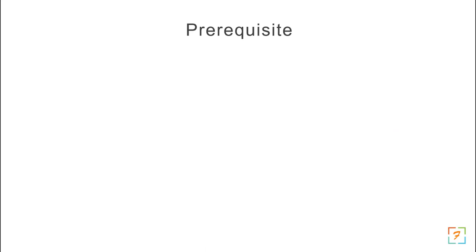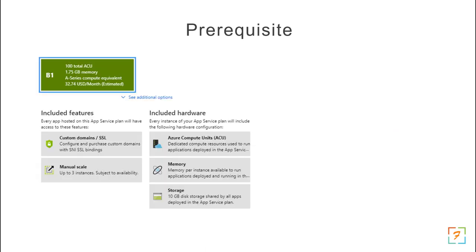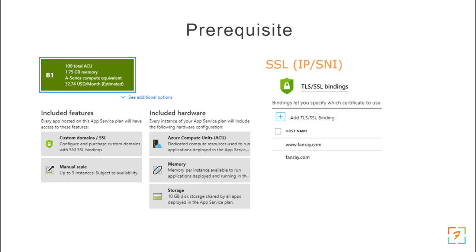Some prerequisites. First, my app needs the right service plan. At a minimum, a B1 plan is required. It gives me the ability to configure SSL bindings. Also, the web job requires the always-on option to be turned on, which I have done in my app service configuration settings. These two options are not in the shared plan.